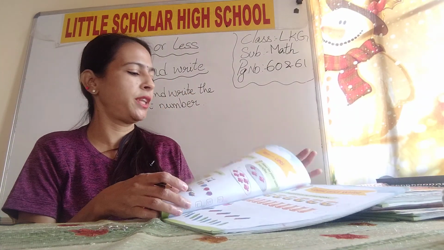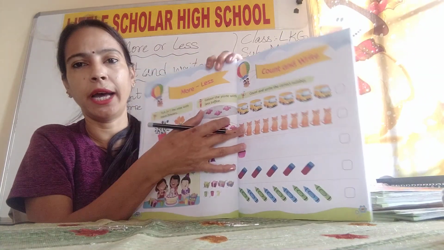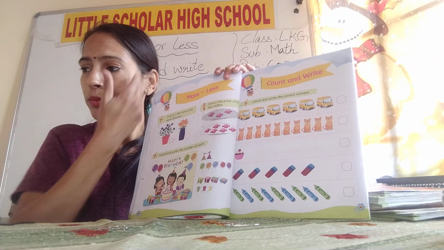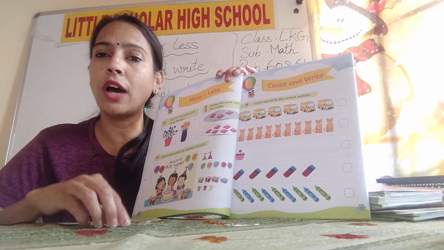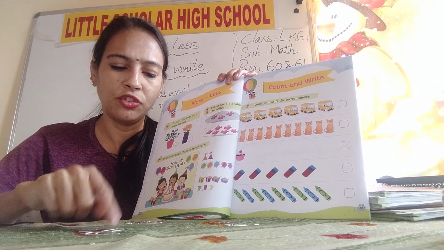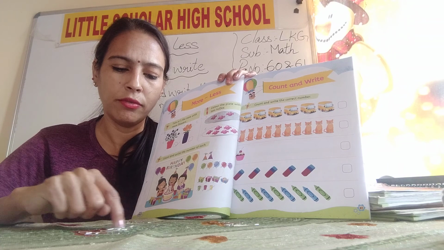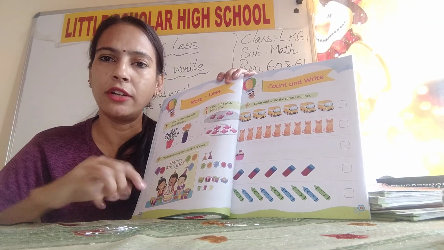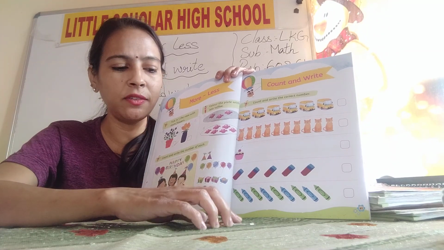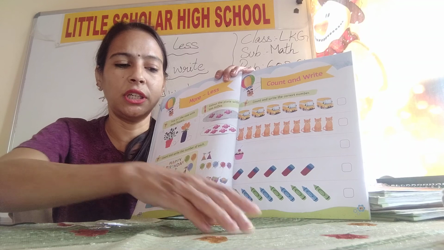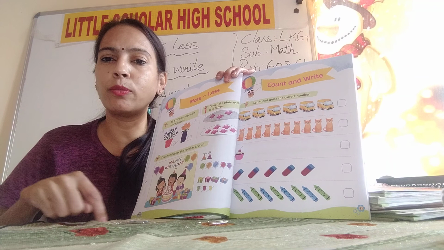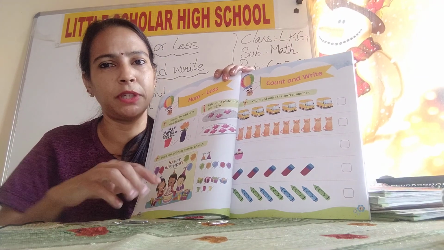Now once again we'll do more and less. So we are learning the topic of more and less. Now Reena has how many pins? Let us count. 1, 2, 3, 4, 5, 6, 7. Reena has 7 pins. And how many pins does Rita have? 1, 2, 3. So who has more pins? Reena has more pins, right?